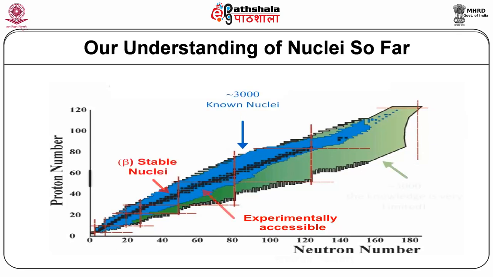Then, on the top of that line of stability, we have the proton drip line, and the neutron drip line on the lower side. Now, in between the proton drip line and the stable nuclei, there are unstable nuclei which have more protons than neutrons, more protons than what is required for the stability of the nucleus. Also, on the lower side of the line of stability, we have unstable nuclei which have more neutrons than what is required for stability.